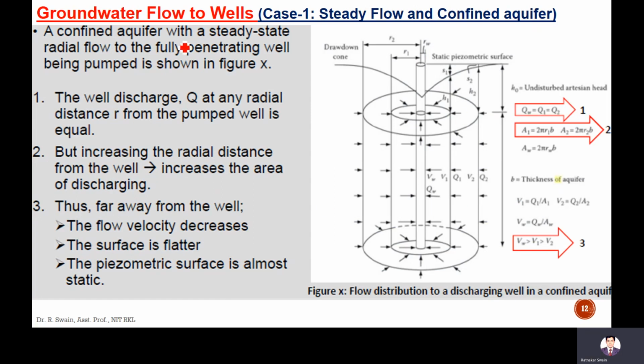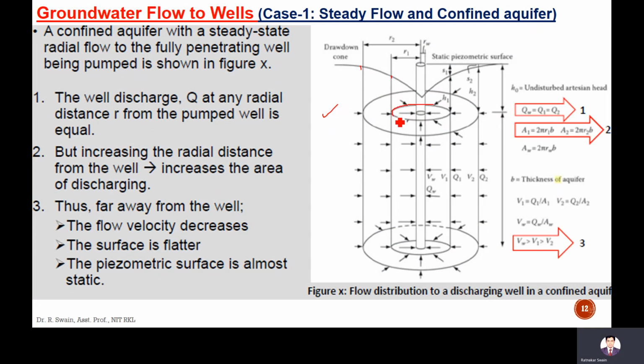So here you can see the confined aquifer steady state radial flow to a fully penetrating well being pumped, shown in this figure. The well discharge is Q. At any radial distance R from the pumped well, the discharge is the same.